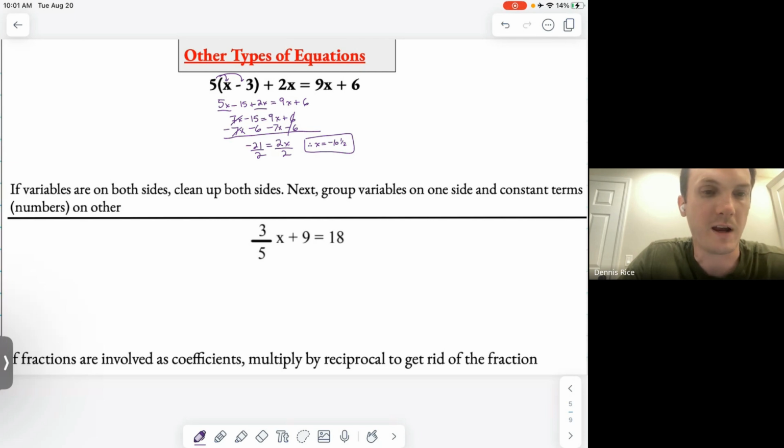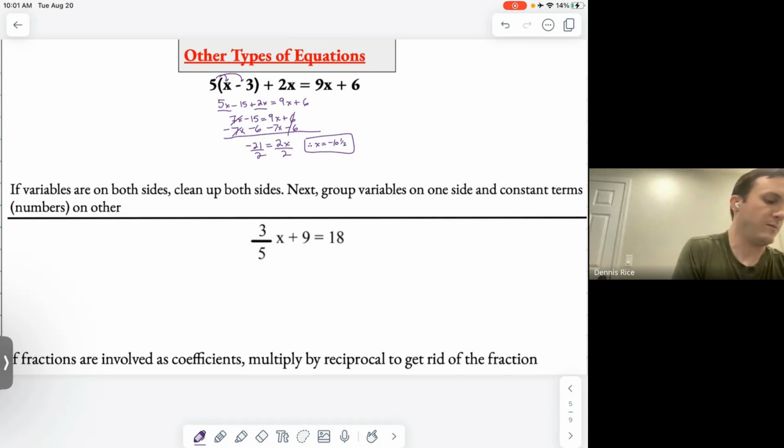Remember, there's no real rhyme or reason. People tend to have a pattern they follow. They're like, hey, I always like to bring my x to the left, or I always bring it to the larger side. Whatever you do is fine. In this case, I brought the 7x to the right because the 9 was larger, but you could do it either way. You basically just want to separate it. Variables here, numbers there. Cool with that. And now we'll look at another one.